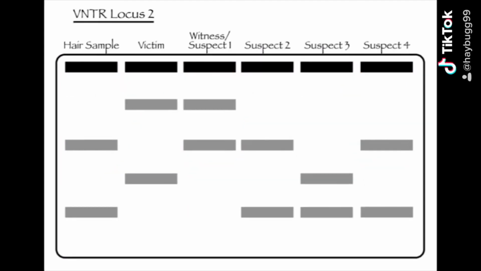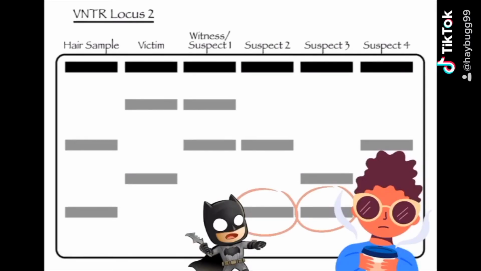Now we are going to look at the VNTR locus 2 of the hair sample. Once again, we're going to start by looking at suspect 2 and 3 to determine whether suspect 2 is the biological child of suspect 3. Here I have circled the alleles for you that they both share, so the mother must have given this allele to the child, suspect 2.